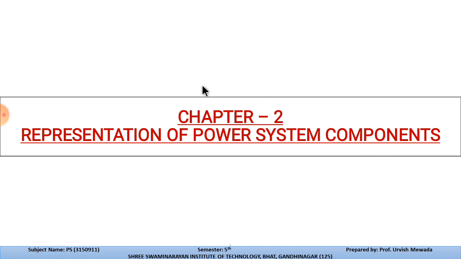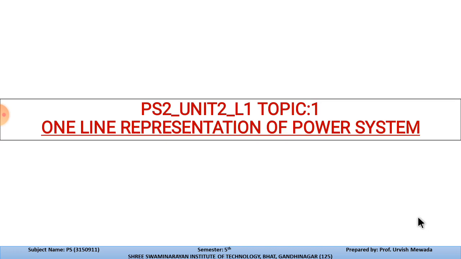So here we are going to discuss all the components of the transmission line and power system in detail, and the working function of all the components of the power system. So let us start with lecture number 1, and topic number 1 is one line representation of power system. Here we indicate the power system, or the whole system of transmission, distribution and generation, with the one line representation.